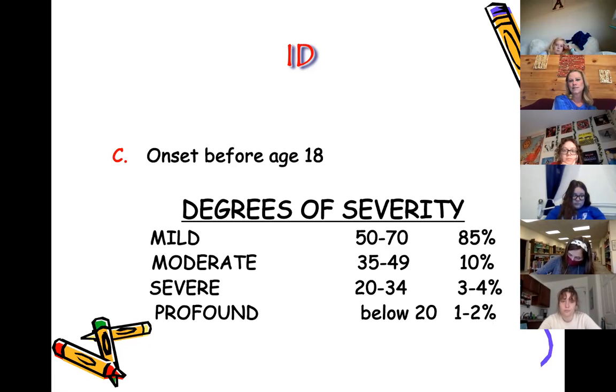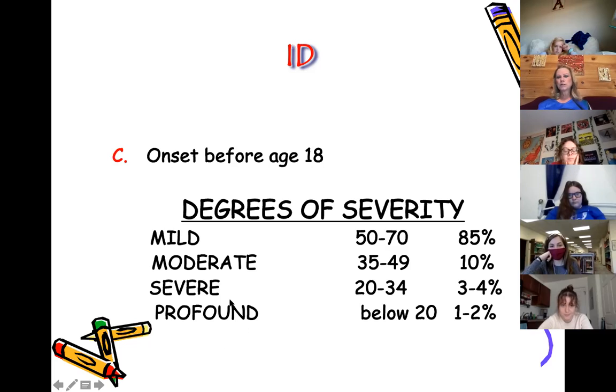Anybody want to take a guess at what's going on there? I'll give it to you. Oftentimes, especially individuals with profound, but usually individuals with severe and oftentimes with moderate intellectual disability, there is more and more medical disability or genetic disability going on. And so these individuals that would fall in these kinds of categories are a lot less likely to survive. Does that make some sense?